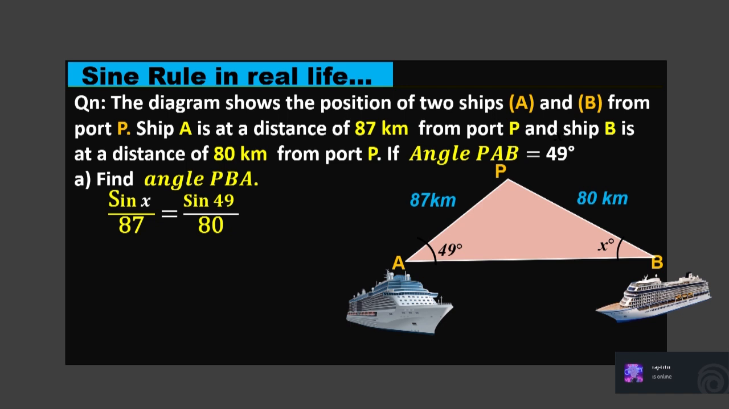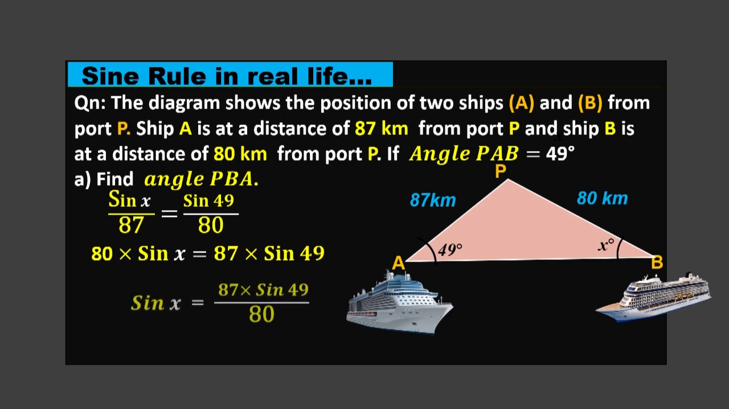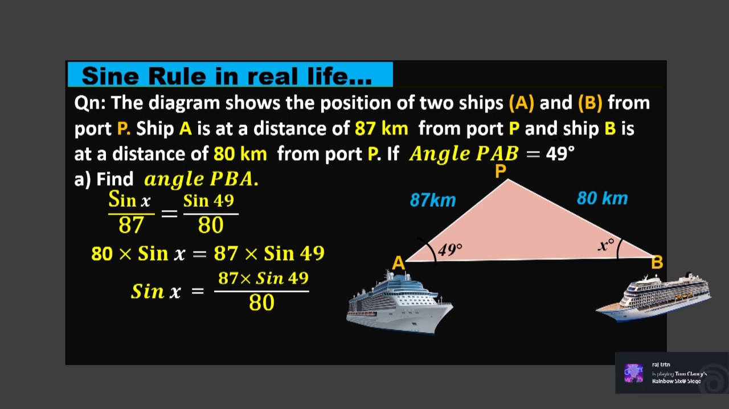So you may start writing sine x by 87, which is the opposite side, equals sine 49 by 80. Again, as usual, we have to cross multiply. So you will be getting 80 times sine x equals 87 times sine 49. We need to remove 80 from here, so you need to divide both sides by 80, and the third step would be sine x equals 87 times sine 49 by 80.